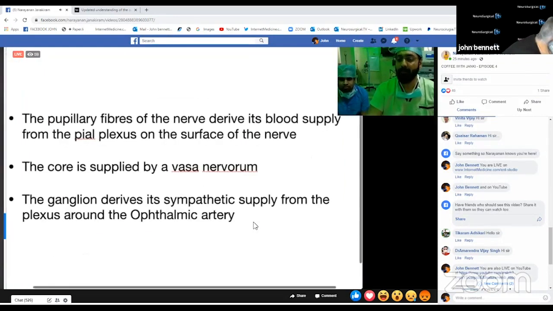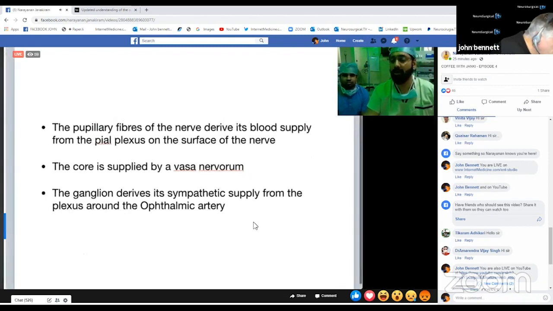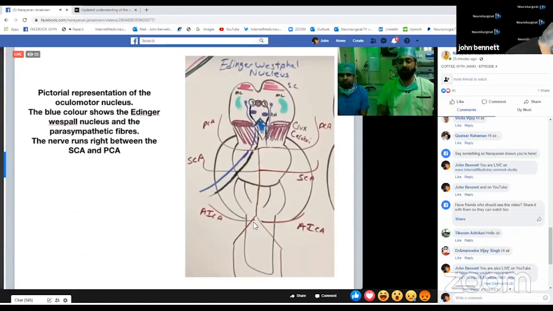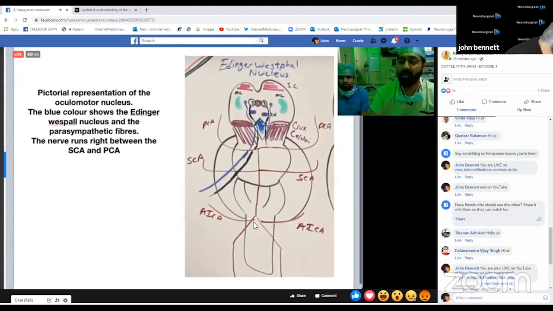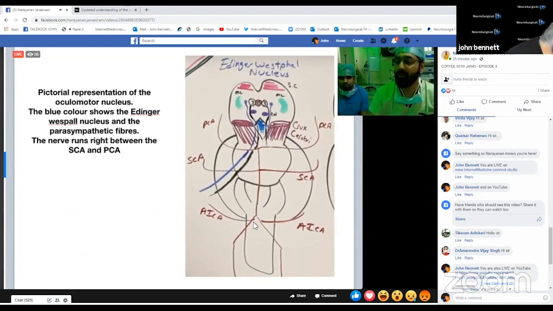Now, the pupillary fibers of the nerve derive their blood supply from the pial plexus on the surface of the nerve. The core is supplied by the vasa nervosum, and the ganglion derives its blood supply from the plexus around the ophthalmic artery. Now, here we are, the pictorial representation of the oculomotor nucleus and the Edinger-Westphal nucleus, and the blue color shows the Edinger-Westphal nucleus.